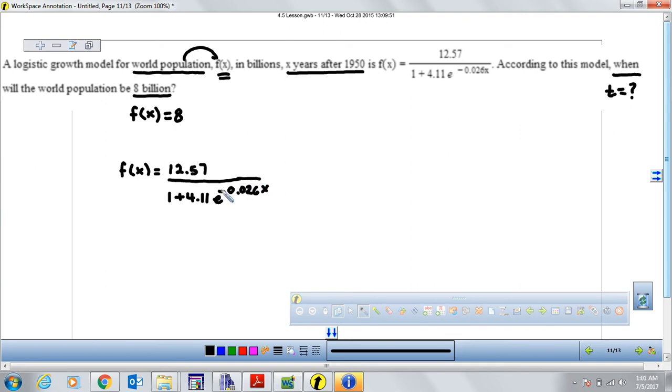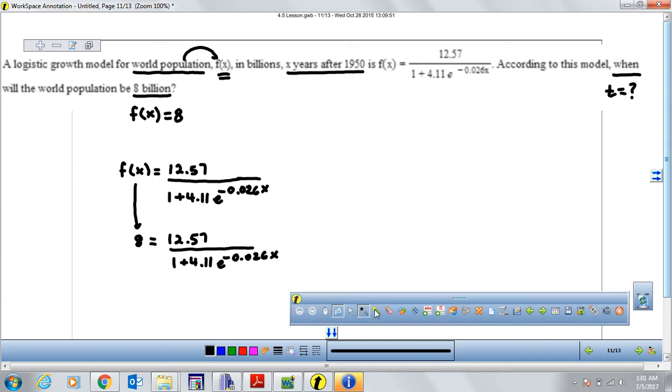And we already know that f of x is equal to 8, so we're going to replace it with an 8. So 8 is equal to 12.57 over 1 plus 4.11 times e raised to the negative 0.026x. And I forgot right here that the time is measured with the variable x in this problem. So let me correct that, because I put t. So now on this problem we're using x.